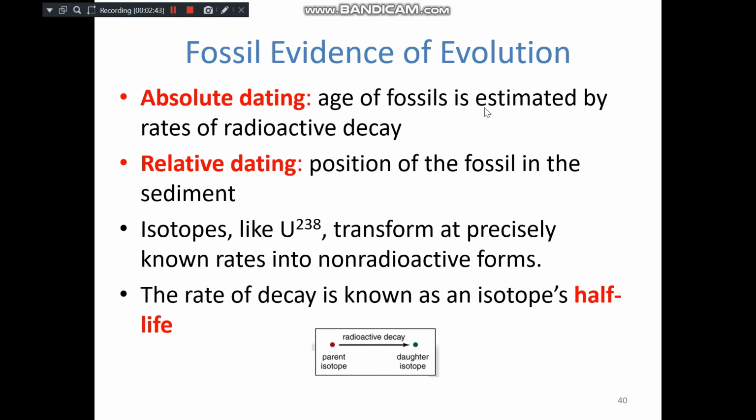So like this, once we get the fossils, we can go for absolute dating. The age of the fossil is estimated by the rate of radioactive decay. Even the relative position of the fossil in the sediment matters. If you analyze the sediment, we know in which time period that sedimentation has taken place, and if you see the animal in that sediment, we can directly correlate the age of the sediment with the organism which lived.